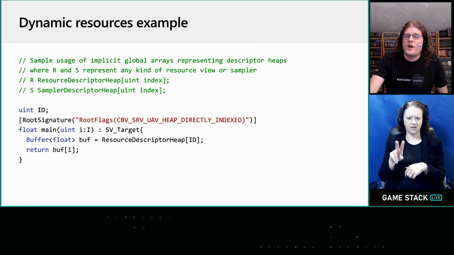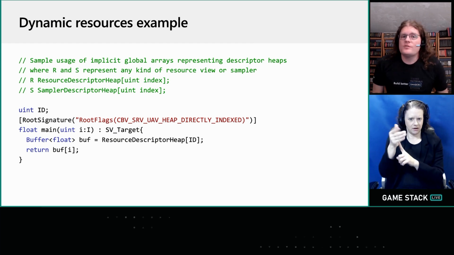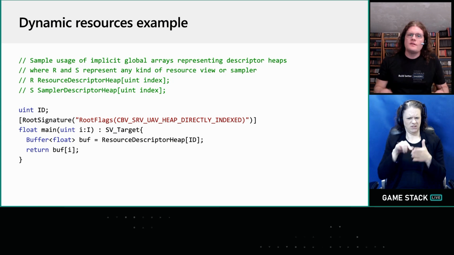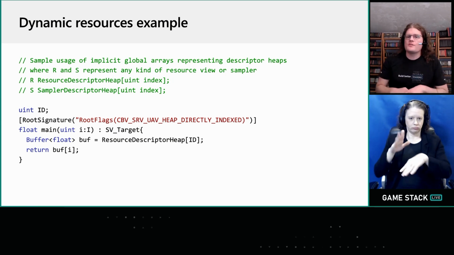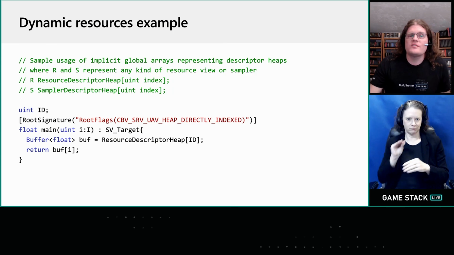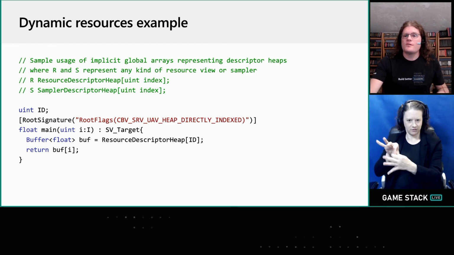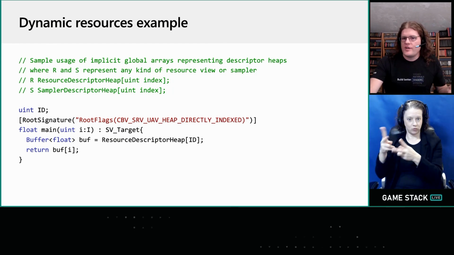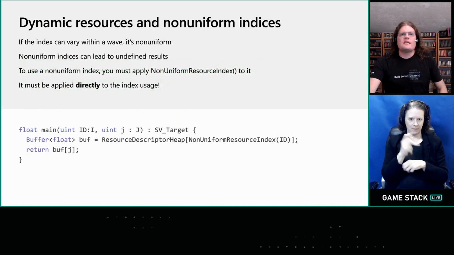Now this flag is probably unfamiliar to you because it is new, and it is required in order to make use of these, to give an indication: hey, look, I know I haven't specified any resources, but they're coming. In this case, we simply index into the resource heap to get the resource, and return it. Not a very useful shader, but it demonstrates the example.